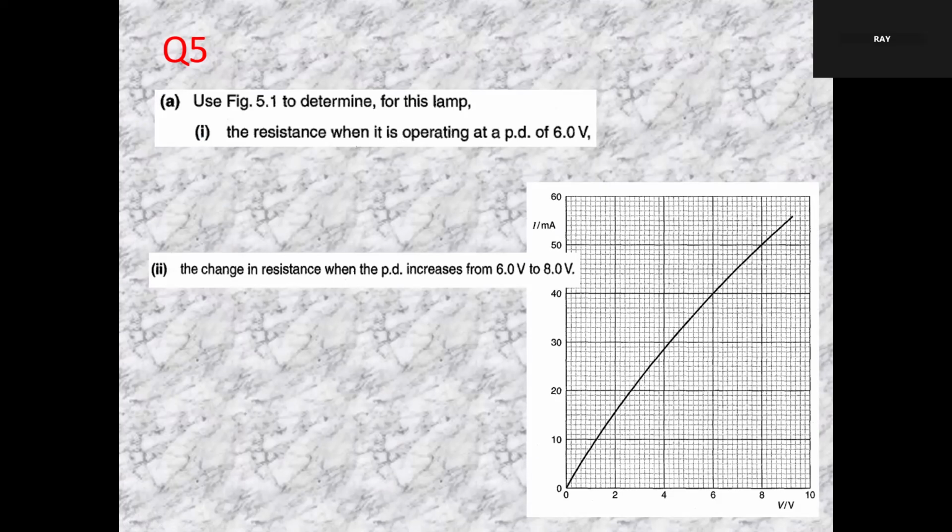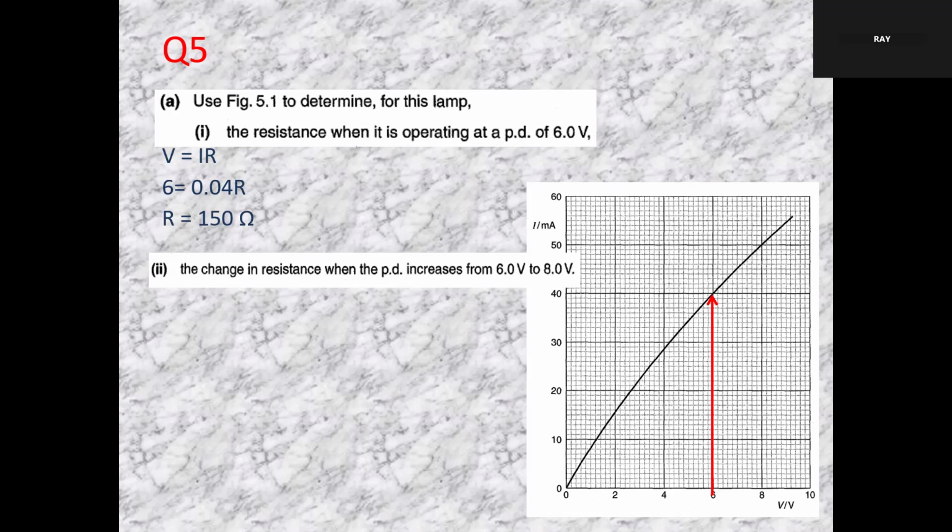How to do that? Read from the graph and use V equals IR. Current is 40 milliampere, so convert it to ampere, giving 150 ohm.